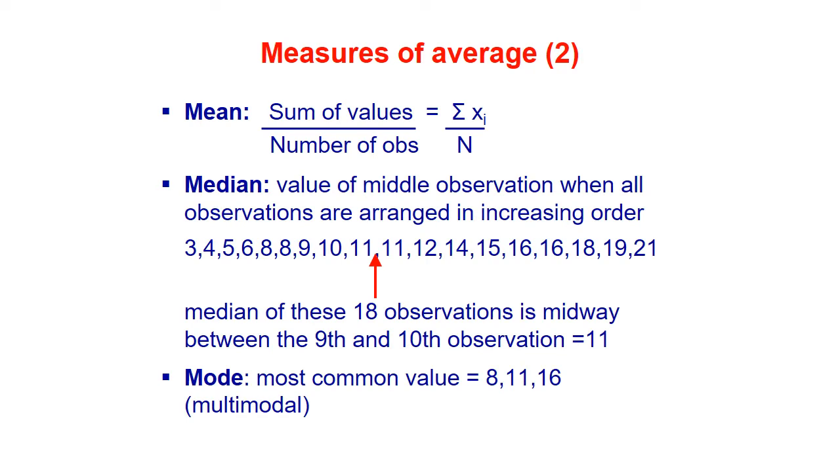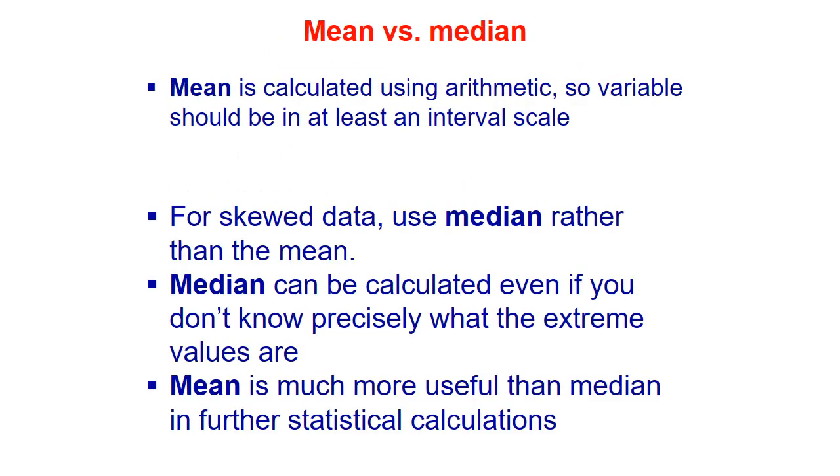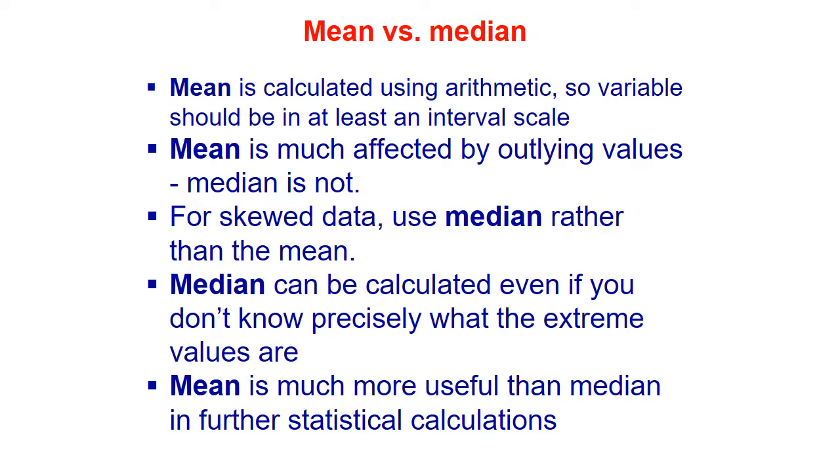To calculate the arithmetic mean, you add or sum all the values and divide by the number of values. For median, arrange the data in increasing order and pick the value in the middle. If you have an even number of values, you add the two numbers in the middle and divide by 2. The mode is the most common value, the value that appears most frequently. See examples in the slide. There are advantages and disadvantages of the mean and the median.